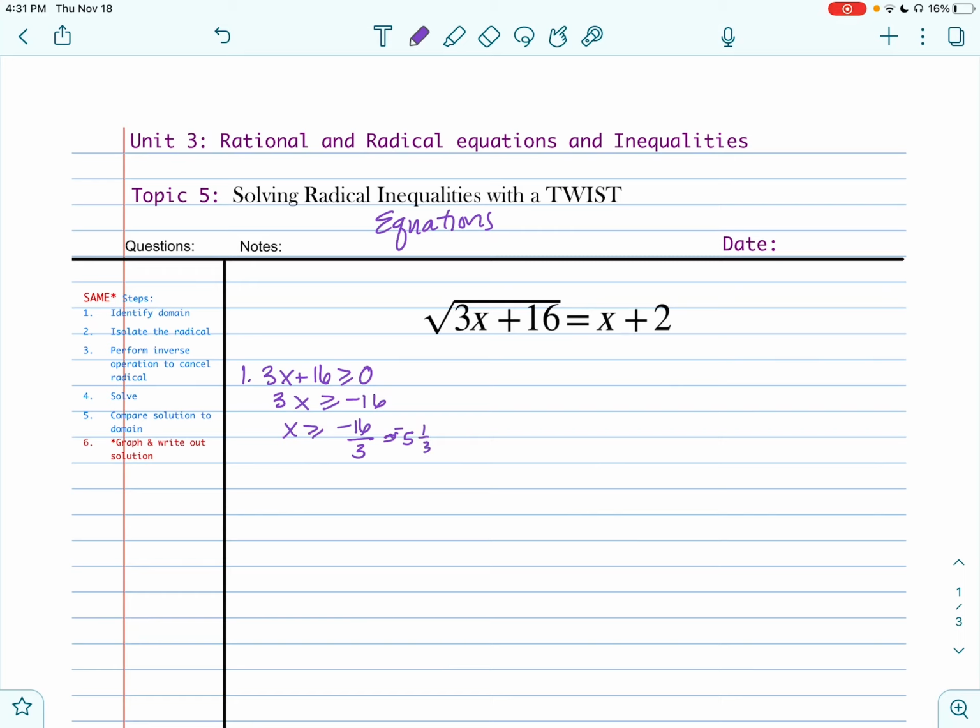Then I need to isolate the radical, and the radical itself is isolated. Perform the inverse operation. So here's where the twist comes in. When I square this side, I'm left with 3x plus 16. When I square the right side, I am left with this. Okay, oops, it's a 2. Squared means you multiply by itself.